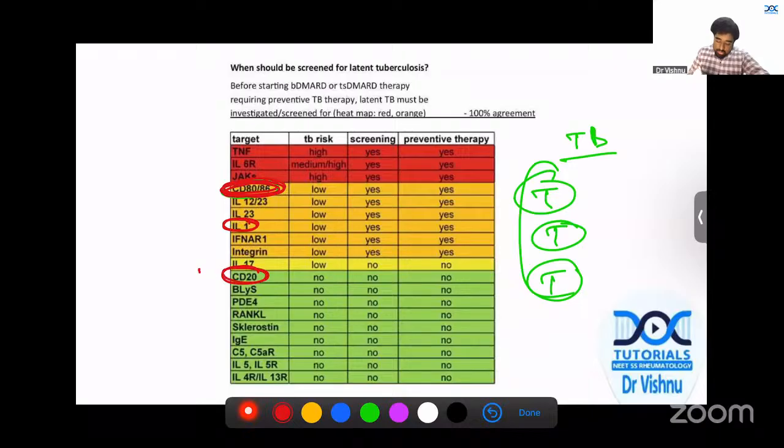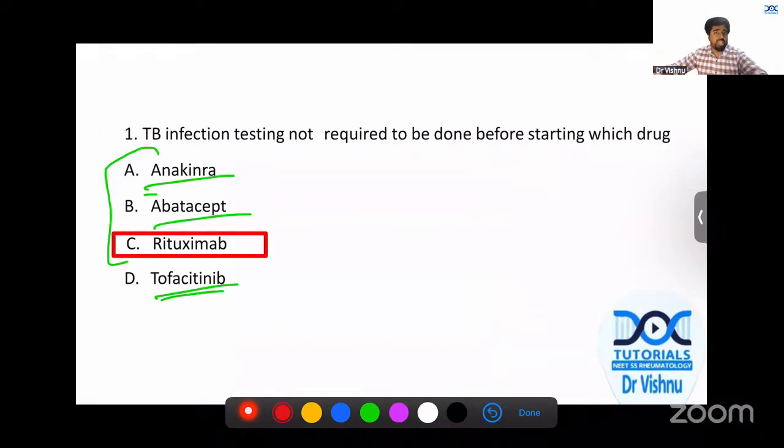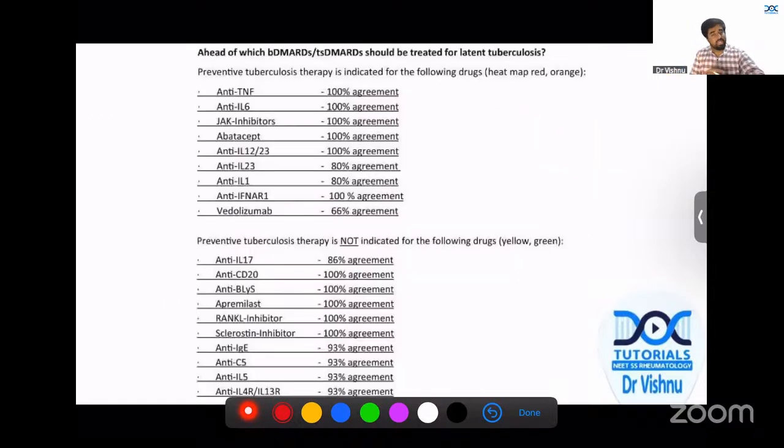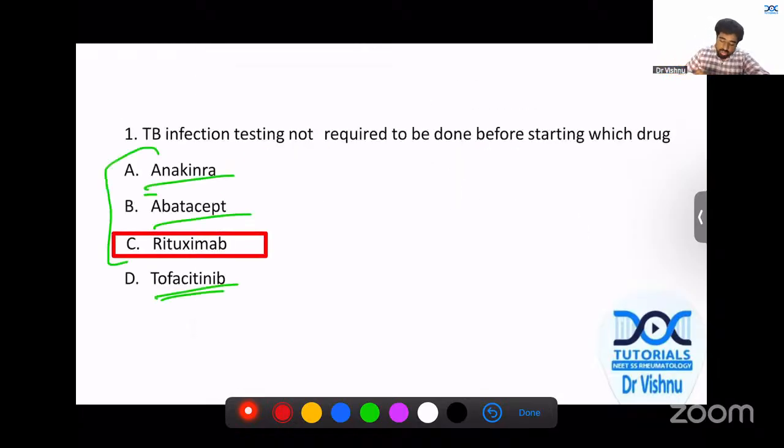But rituximab is not showing a risk in reactivation of your latent TB. Again, it's a difficult question because this is not something that is very strongly propagated. There are centers where before giving rituximab we also screen for latent TB because we're not sure, right? These papers are not gold standard papers, so there's not 100% surety, but still among these options, definitely the best answer was rituximab.